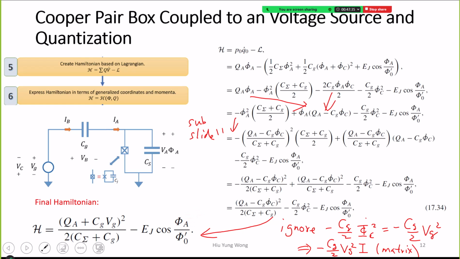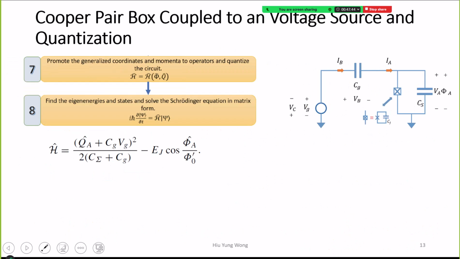Okay, any question up to this step? Now, if no, then let's rewrite this one. Then what is the next step? Easy, right? Oh, actually, I already did it. Yeah, I did it already.